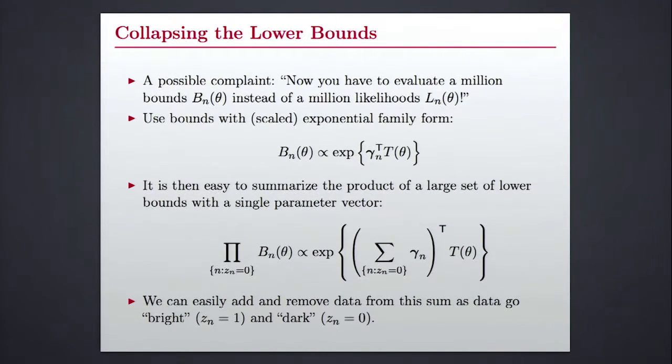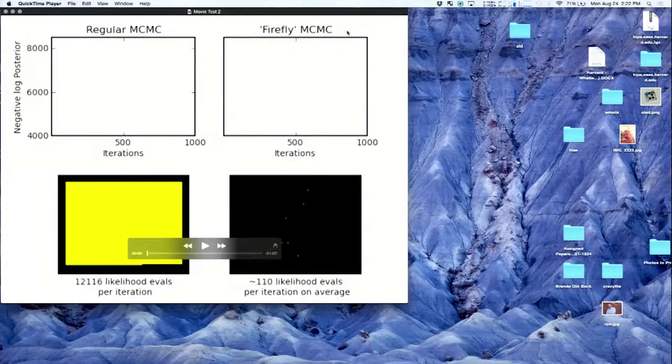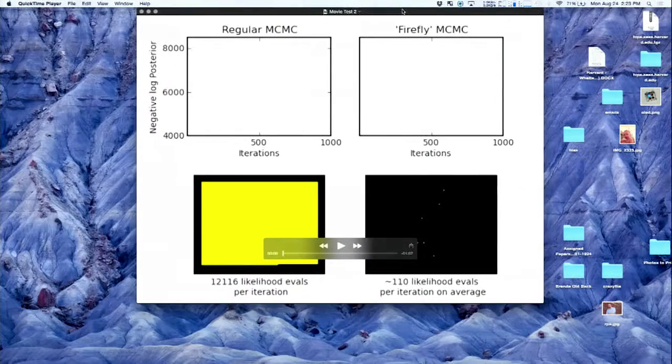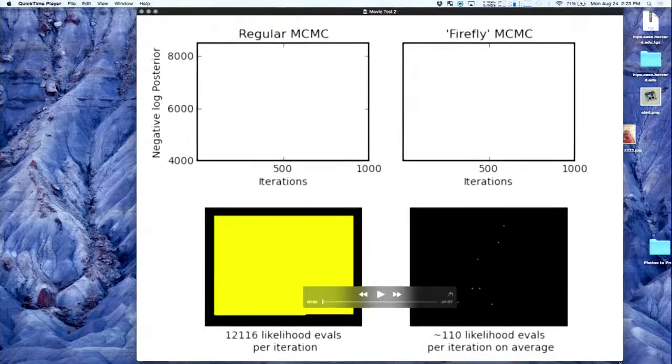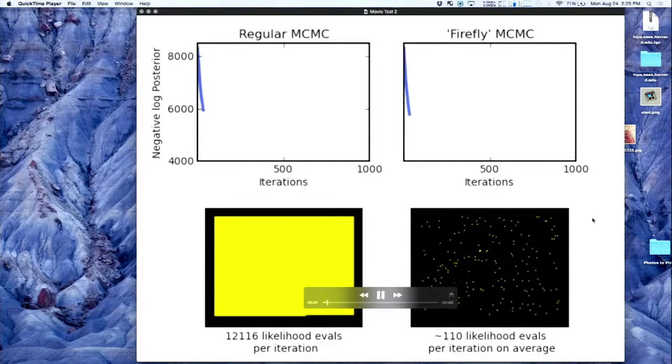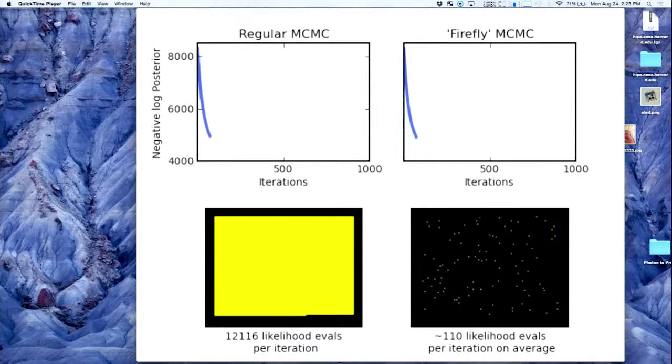So we can imagine this. There's a very nice video that Dougal put together, which illustrates this well. Here we're looking at a Markov chain where the data are being included and excluded on the right, and on the left is the same problem but with the full data posterior. The yellow dots along the bottom are different data that are being included. Every pixel in this bottom part is a piece of data, and it is being included in the computation of the posterior for every step if it's yellow, and it's not if it's black.